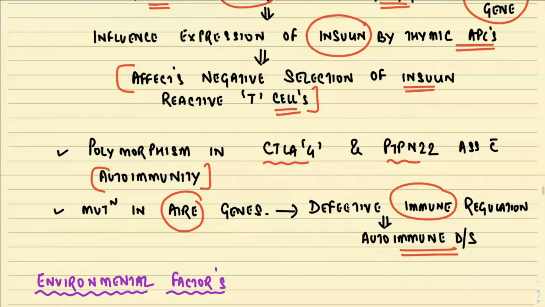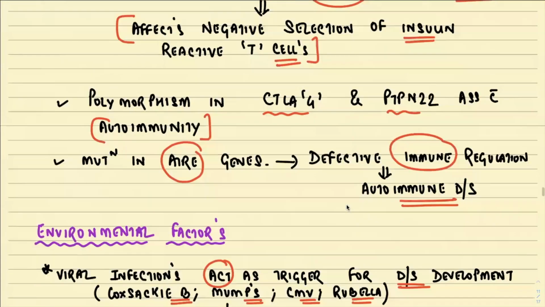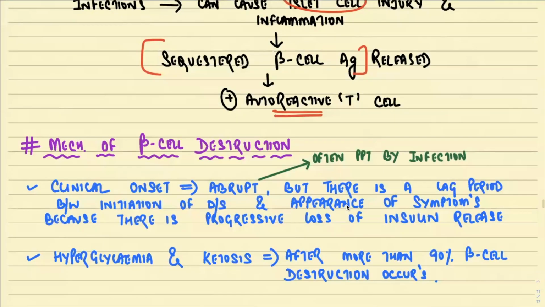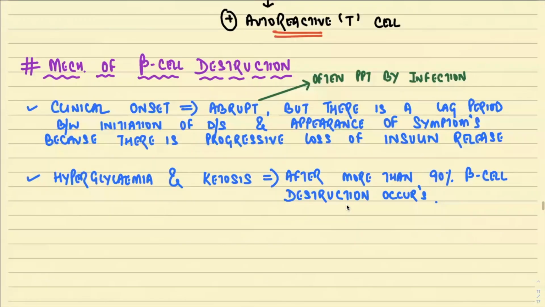So here are the two very important concepts. One is your genetic susceptibility, and another one is our environmental factors, and both of them we have discussed in detail now. Okay. Now, very important, as I told you, what is the mechanism of beta cell destruction? How are the beta cells destroyed in type 1 diabetes mellitus? This we have to understand.